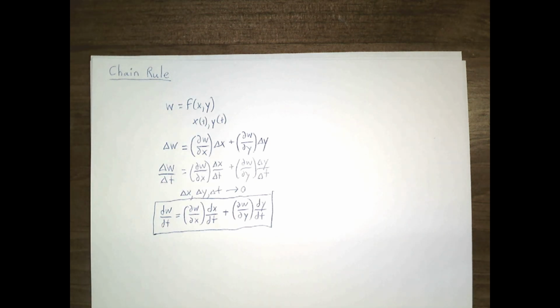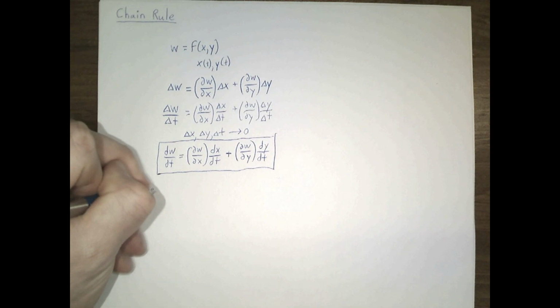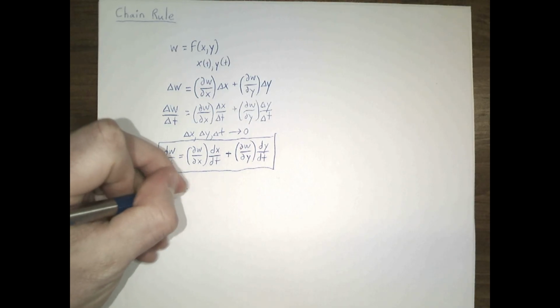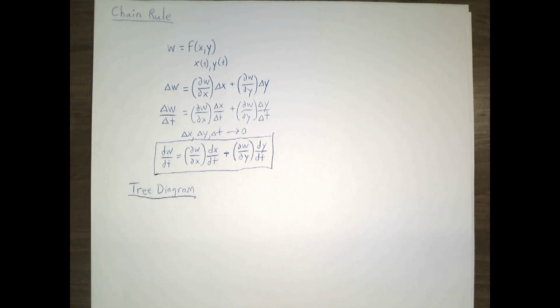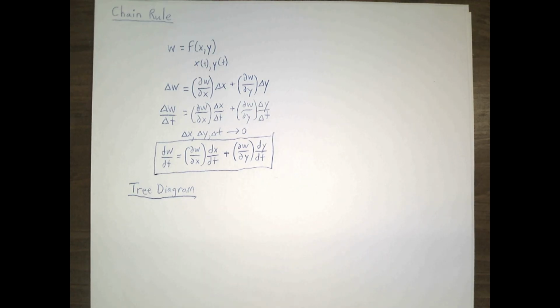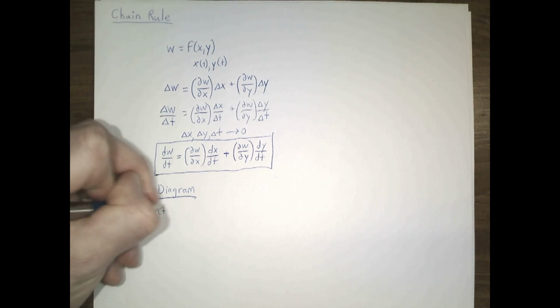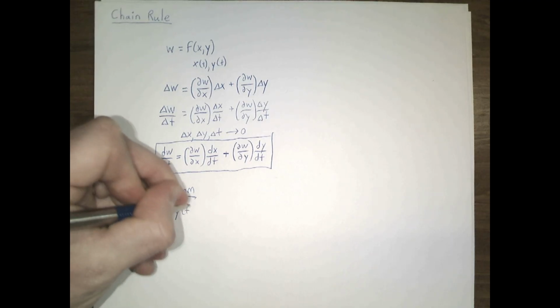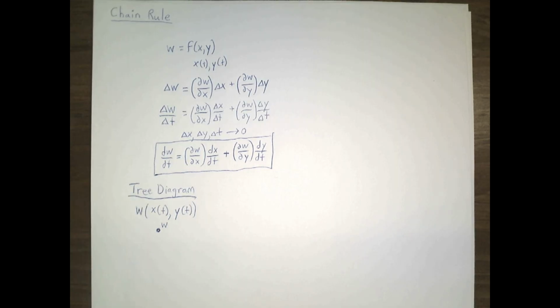We can visualize this with a really handy tool called a tree diagram. If you're looking at a complicated function where w depends on 2 or 3 things and each of those things depend on some other things, a tree diagram can really help you understand the relationships between all those variables and give you a visual way to interpret this formula. So for example, we have this nested relationship where w depends on x, which depends on t, and w also depends on y, which depends on t. So we can start drawing our diagram with w at the top.